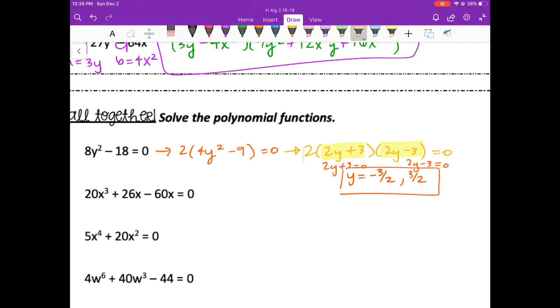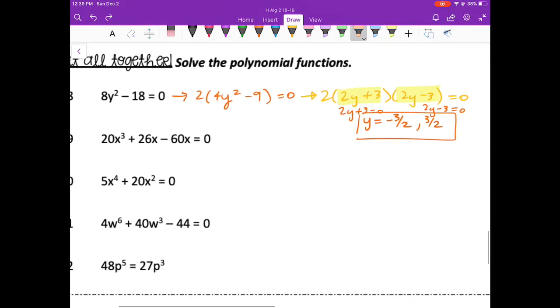Now we don't have to worry about this 2 that we divided out because there's no variable attached. So if you ever take out a GCF that doesn't involve a variable, don't bother worrying about it again.